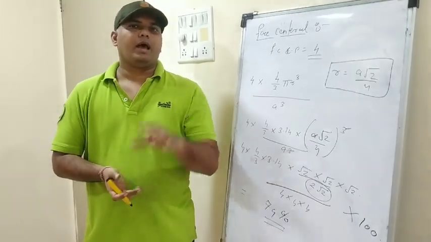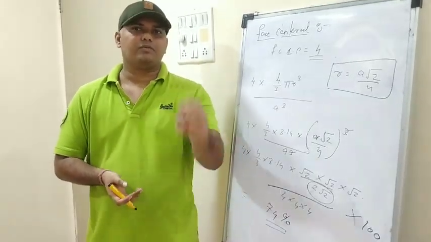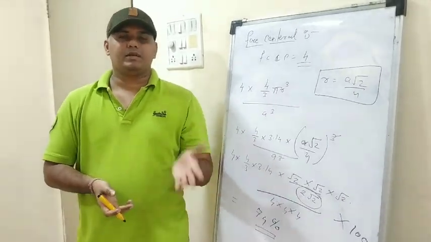And I also hope that you have understood the calculation for the radius of the face centered, simple and the body centered cubic, right?